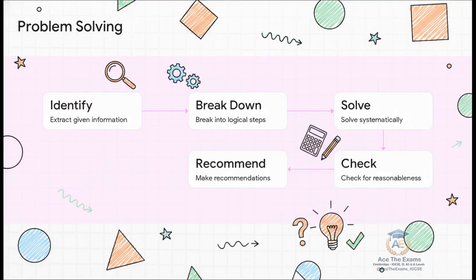Step 1, identify the given information. Figure out the exact specific term you're looking for. Step 2, break it into logical steps by selecting the correct combination formula and identifying your components. Step 3, solve systematically. Use clear, undeniable algebraic notation. Step 4, check for reasonableness. Did you actually carry the negative sign from a negative term all the way through the power correctly? And finally, step 5, make your justified recommendations. State your clear mathematical conclusion, cleanly separating your final coefficient from the variable if that's what the command word asked for.